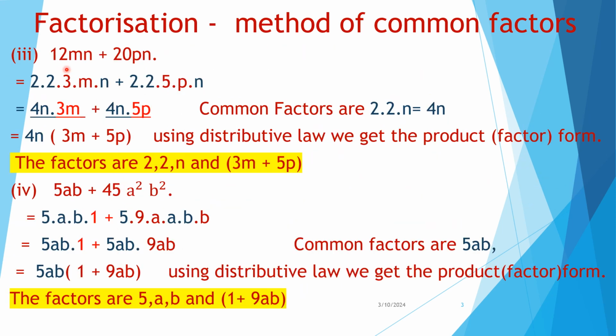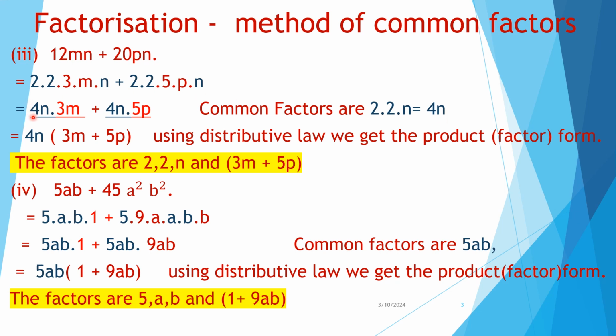Now let's take 12mn plus 20pn. I can write the first term as 2 into 2 into 3m into n, plus I can write the second term as 2 into 2 into 5 into p into n. Again, what is common in both these terms? 2, 2 and n. I have written it in blue, and common factors therefore are 4n.